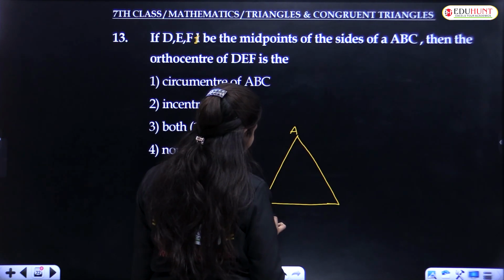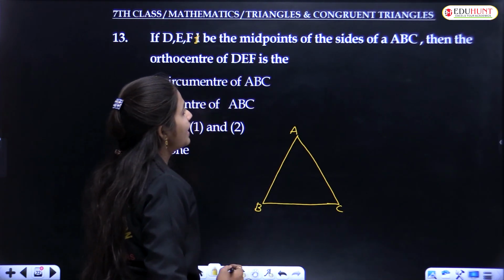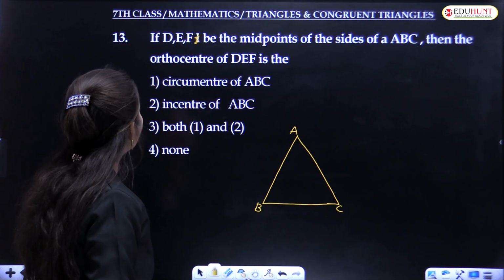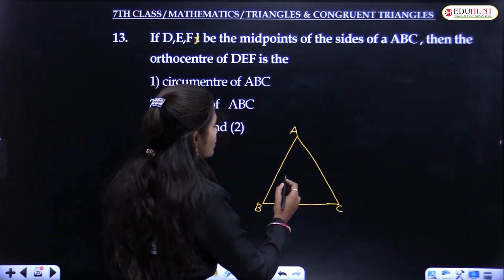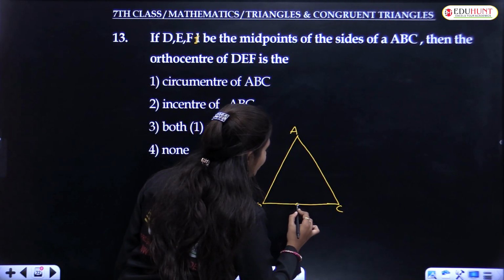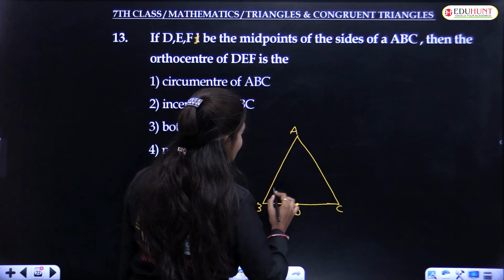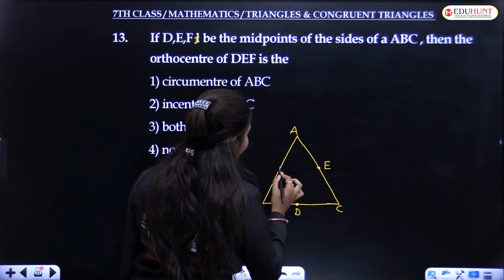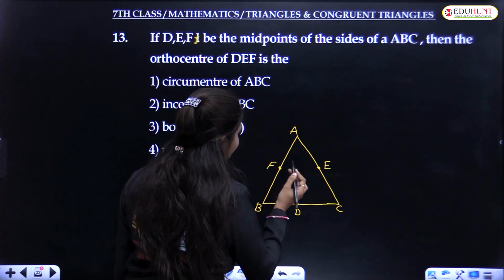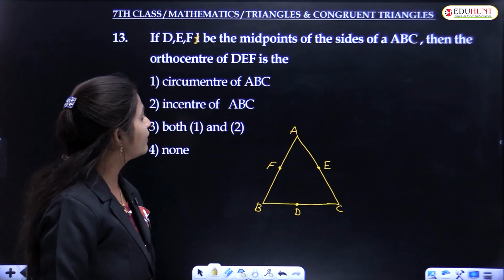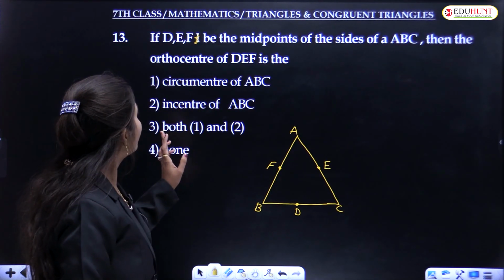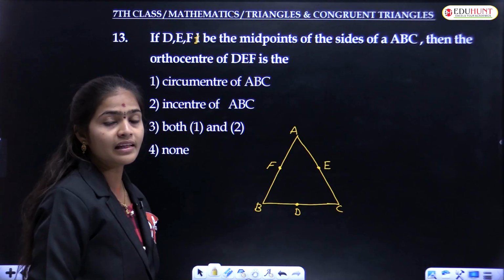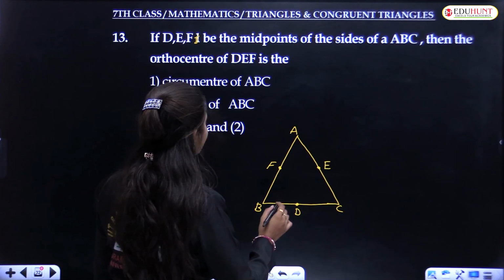Triangle ABC. And here they are saying then the orthocenter of DEF. So here D is the midpoint of BC, and in the same way E is the midpoint of AC and F is the midpoint of AB. Okay, only midpoints are given. Now, the orthocenter of DEF, they are asking.